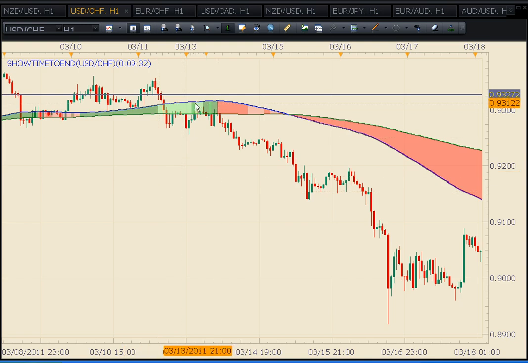Now what you usually want to do is the zone here where the cloud is, where the color is, the red and the green, you want that to be your no trade zone. So you don't want to trade anything that's inside of that zone. Okay, so now here's how we get into the trade. I'm going to show you what the market continually does. Okay, now here's what happens.